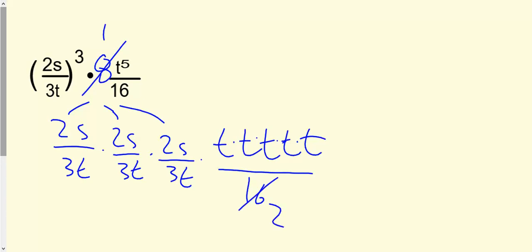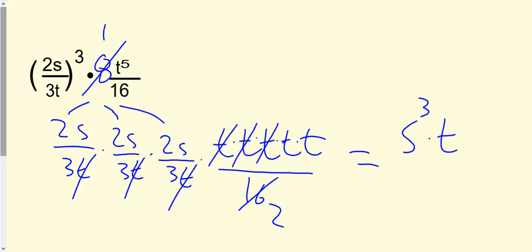And then I have t and t and t on the bottom with the t and t and t on the top. So on the top part, I have s cubed times t squared. And on the bottom, I have 3 times 3 times 3, which is 27. Oh, and then I have times 2. So sorry, that should be 54.